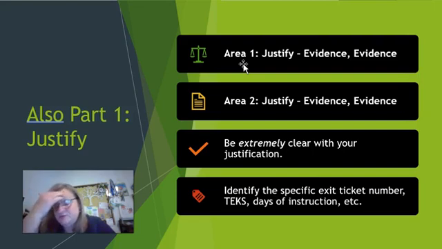The difference between a 3 and a 4 is that a 3 person mentions things they noticed in the documents, and a person who scores a 4 tells you exactly the item number, the line number, or whatever, the exact item that justifies what they were thinking. So identify the specific exit ticket number, the TExES, the number of days of instruction, or whatever it is that you're trying to point out in your answer.